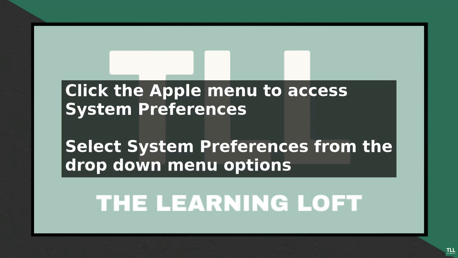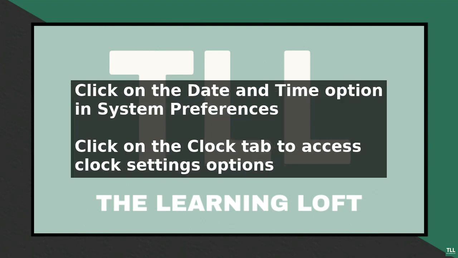In the System Preferences window, click on the Date and Time option. This will open another window where you can adjust your clock settings. Click on the Clock tab, which is usually the first option. Here you will see a checkbox that says Use 24-hour clock.